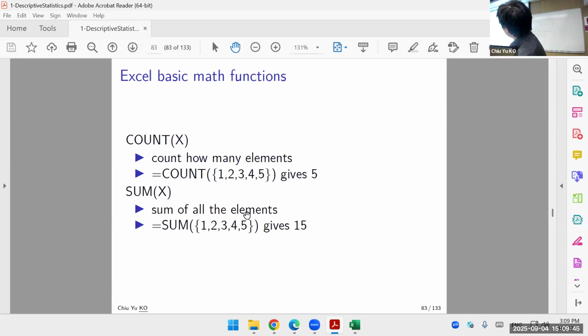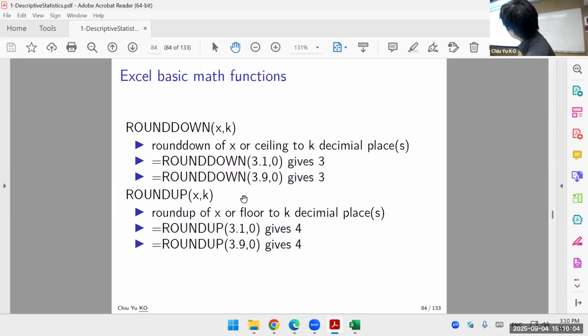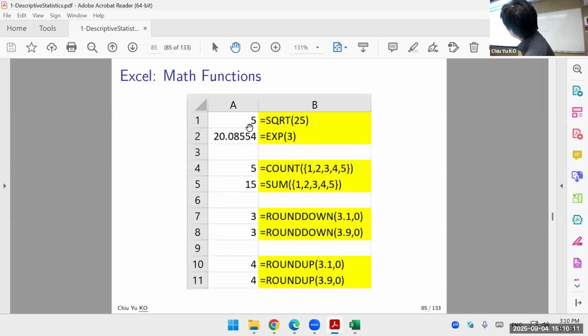And here comes some important functions called count and sum. Count just counts how many of them, right? Sum is the sum of them, right? I'm not going to write that down here because it's very simple. And also the round down and round up, which we already learned from the slides. I think they're too trivial. I don't want to repeat that. I'm not going to do it on the slide.